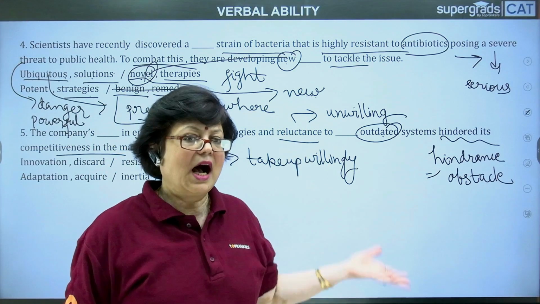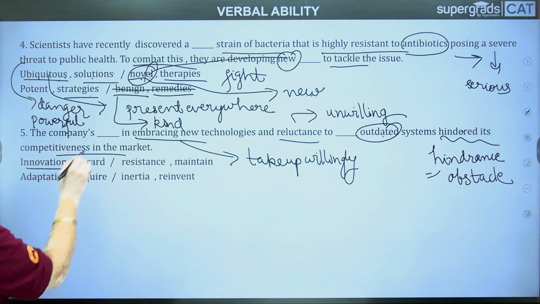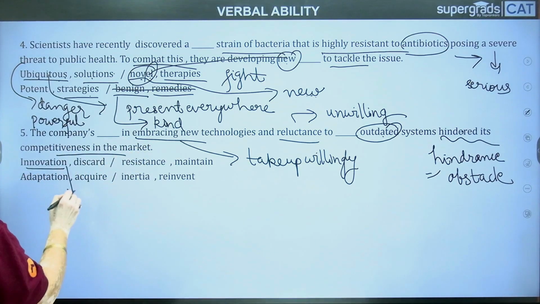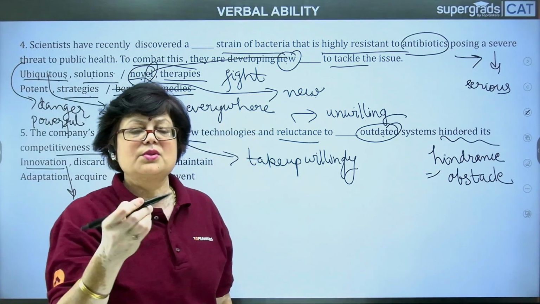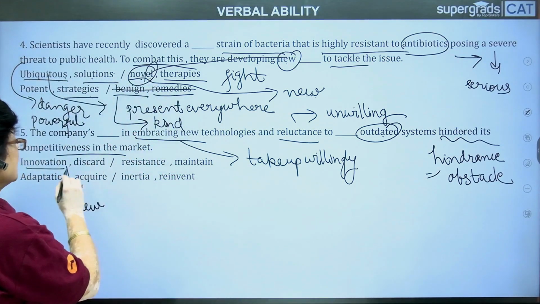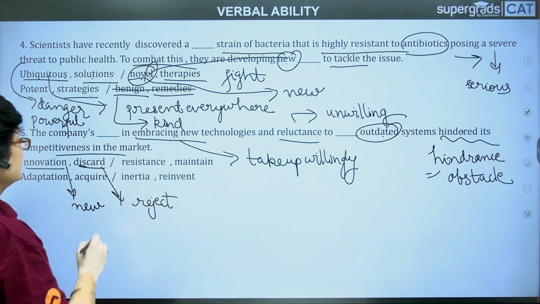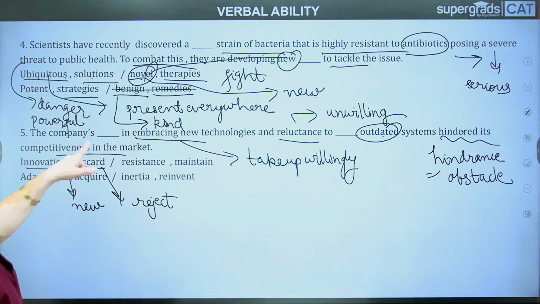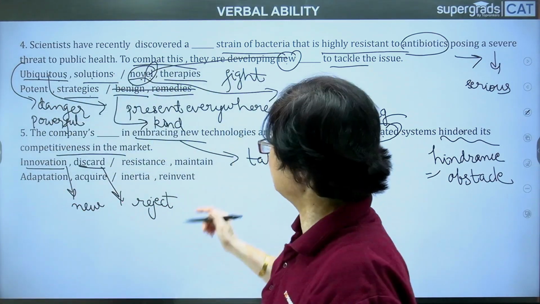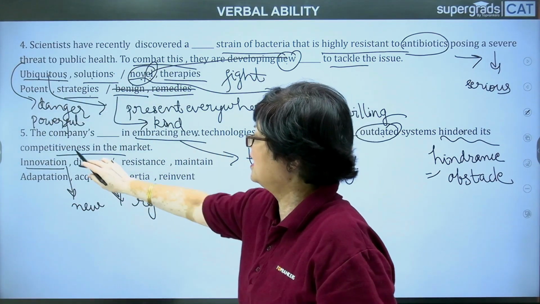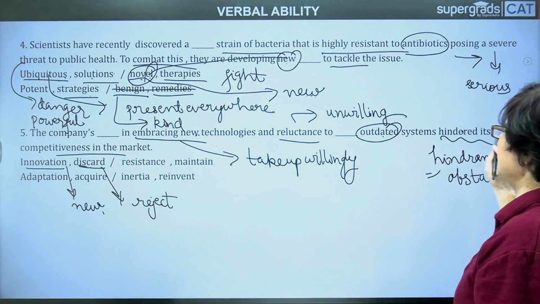So let us see how the words will fit in the context. Look at the first, the company's innovation. Innovation means to have new technology, isn't it? Something which is new, like we discussed here, novel, new, something unique. That is called innovations. Discard. Discard is to reject. So, the company's innovation in embracing new technologies. We can be confused by the word new which has been used here, that okay, here we can fill in innovation, but what about the other word? And reluctance to discard outdated systems.